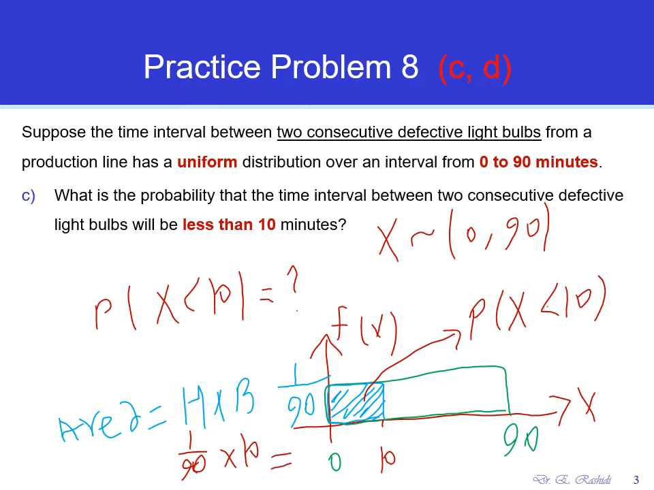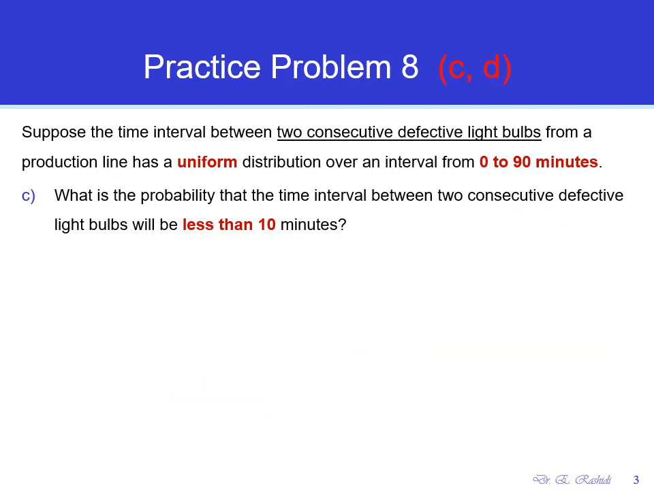So the probability, or the area, is 10 multiplied by 1 over 90, which is 10 divided by 90, and that's 11%. So the probability is 11%. Let's see the next question.